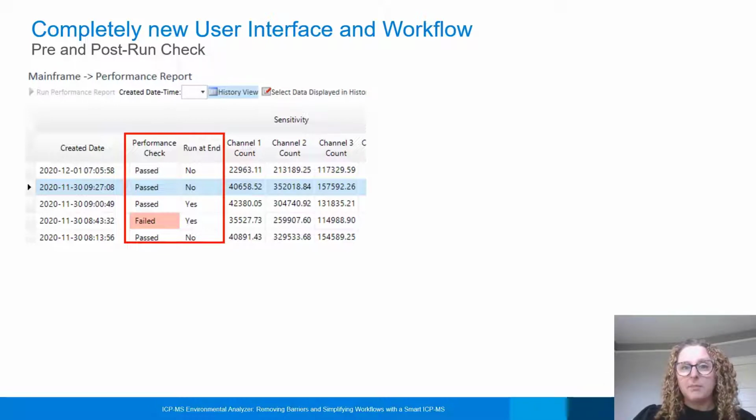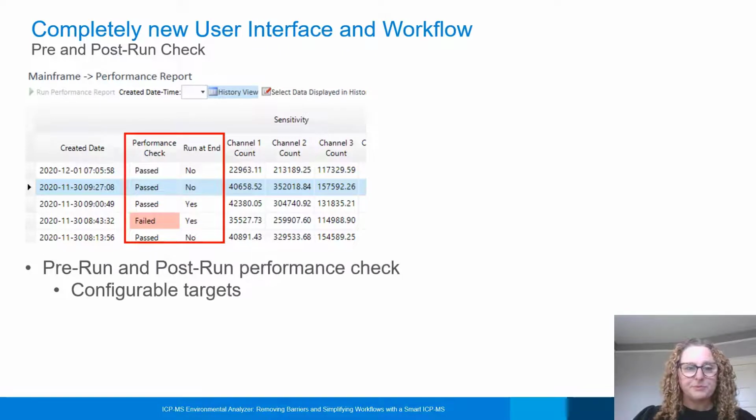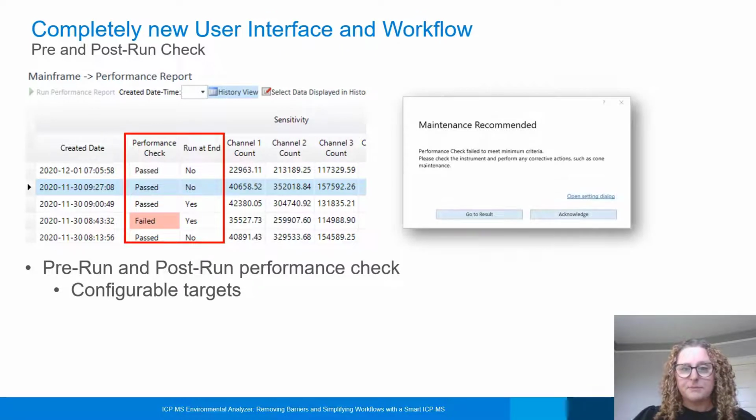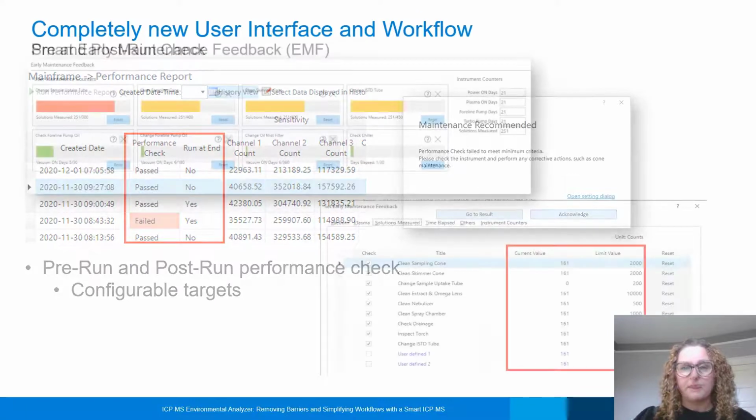We've introduced a couple of new icons as well. So you can see now we have the performance check, and you can see we have a run at end as well. And so you can see we have examples where we see no, it was not run, or yes, it was run, and if this passed or if it failed. So these pre-run and post-run performance checks are configurable targets. You can see we have a pop-up here where we can show you if maintenance is right.